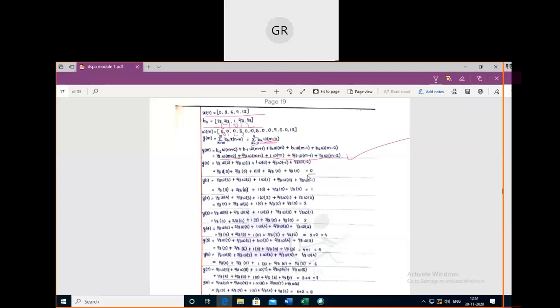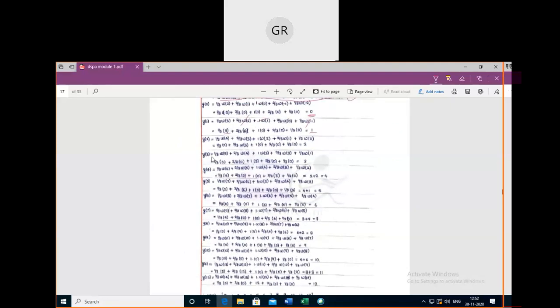The value is 0. Similarly, y of 1 is equal to 1/3 w of 3 plus 2/3 w of 2 plus w of 1 plus 2/3 w of 0 plus 1/3 w of minus 1. The w of minus 1 value is 0, w of 0 is also 0, w of 1 is also 0, w of 2 is also 0. What is the value of w of 3? The w of 3 value is 3. Substituting here, 1/3 into 3 is equal to 1.